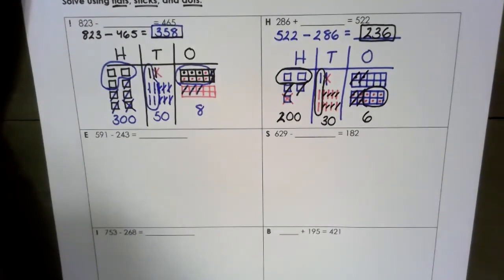I hope you had fun using flats, sticks, and dots to subtract today. Let's go over what we need to remember. First, we subtract the ones. If we don't have enough, we regroup a 10 to make 10 ones. Then we subtract the tens. If we don't have enough, we regroup 100 to make 10 tens. Have fun with your flats, sticks, and dots and find that secret message.